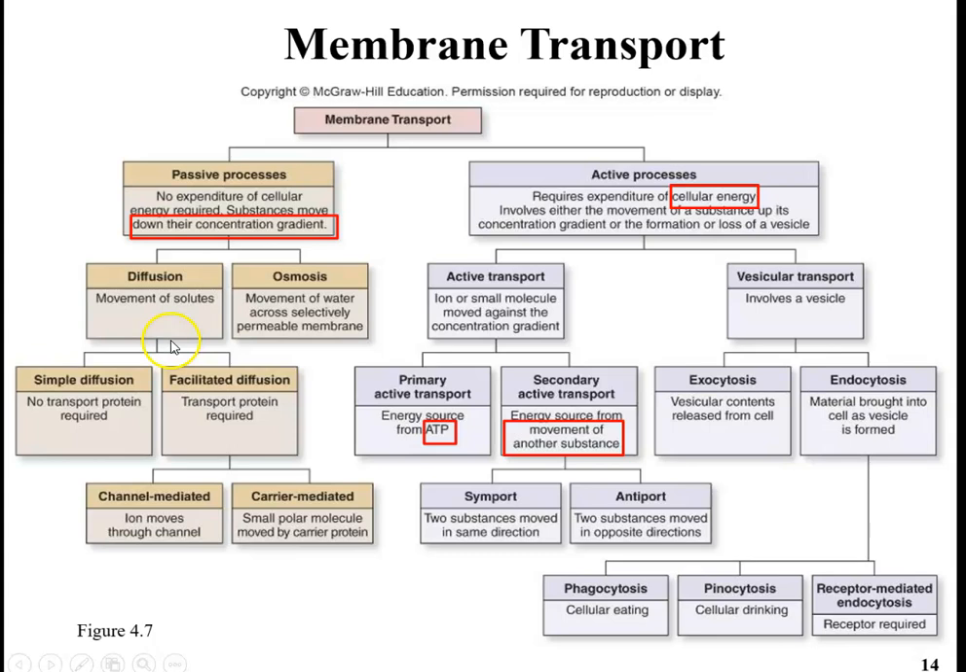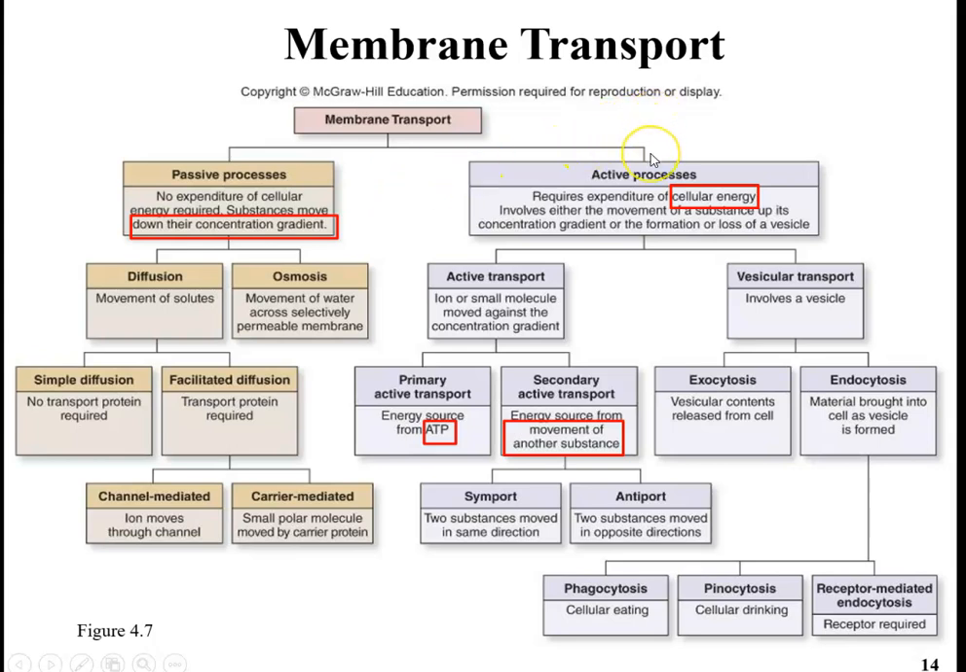Going further down diffusion, you can have simple diffusion. This is where no transport protein is required. The molecules are usually small and nonpolar and can simply diffuse right across the plasma membrane. Or you can have facilitated diffusion. This is where a transport protein is required. And you can have channel-mediated facilitated diffusion, where an ion moves through a channel, or you have carrier-mediated facilitated diffusion, where a small polar molecule is moved by a carrier protein.